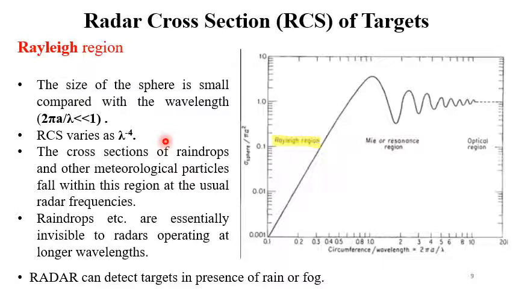That means if the radar operates at lower range of frequencies, that is under VHF or lower value of ultra high frequency, then the raindrops would appear almost transparent. That means radar can see through the rain if radar operates under low frequency condition. So radar can detect targets in presence of rain or fog. So this is a very important region.